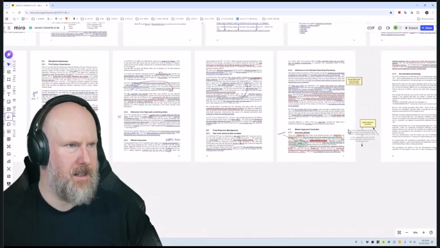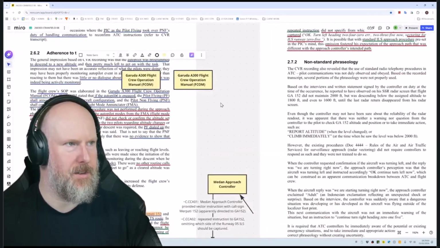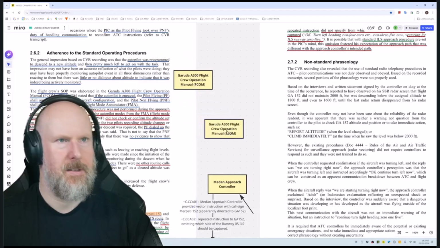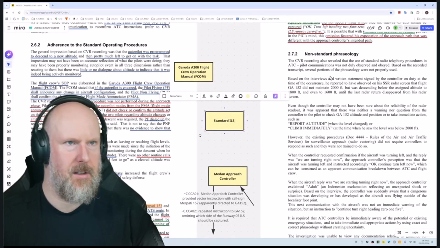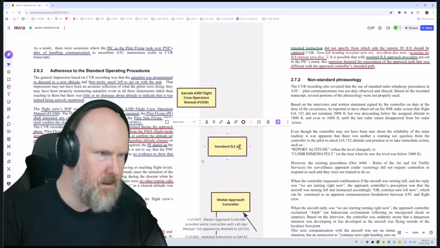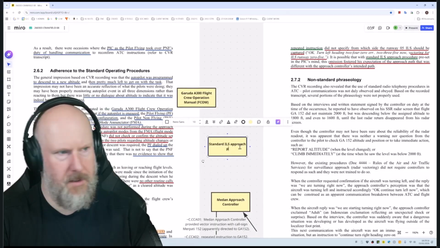So let's just have a look. Let's just add some details. So we've got a standard ILS approach procedure.